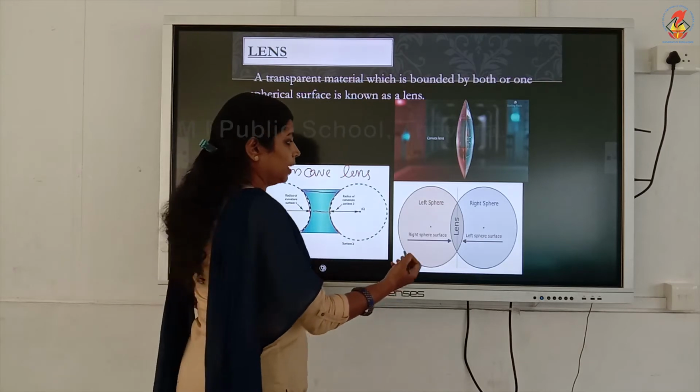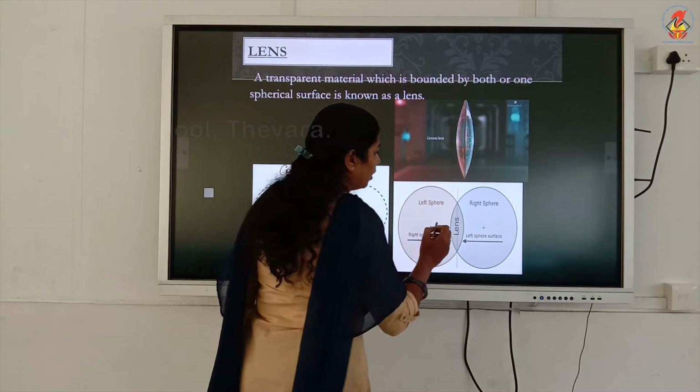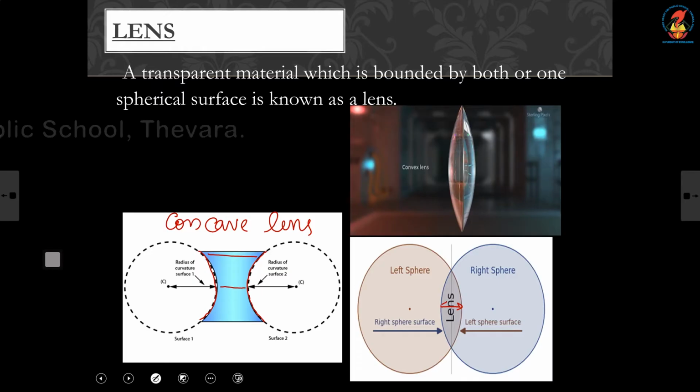In this next diagram, you can see both the surfaces are curved. The middle portion is thick and towards the edges it is thinner. That type of lens is known as a convex lens, or a double convex lens. Simply, we call it a convex lens or double convex lens.